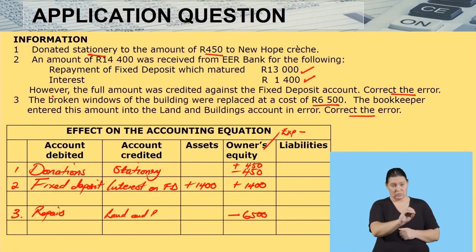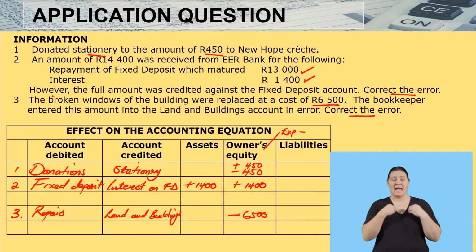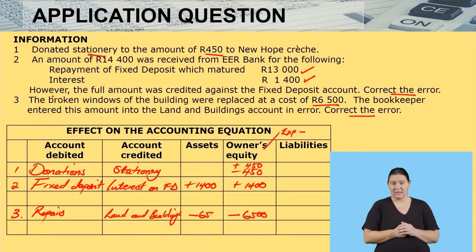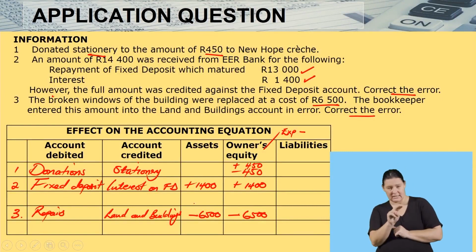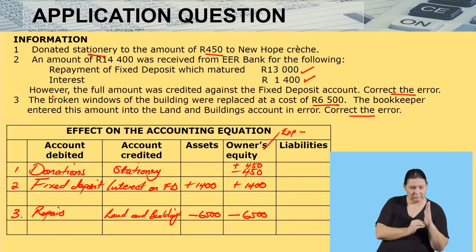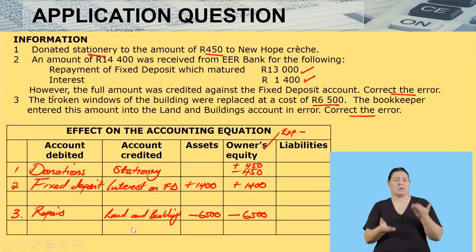And then they had debited land and buildings. So let us now go and correct that particular error. That means we will now credit our land and buildings. Land and buildings is an asset. That means my assets are going to decrease. The moment you credit an asset, you are decreasing it, minus 6,500. Let's see if we have more transactions to record in the accounting equation.